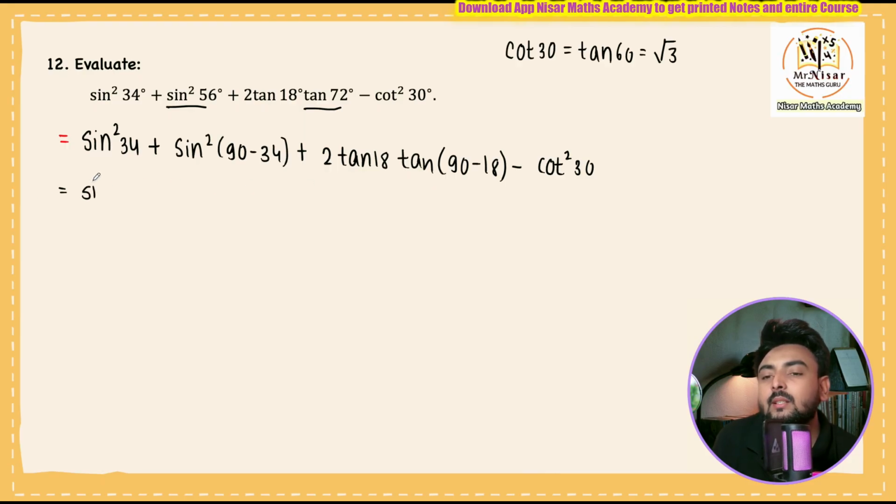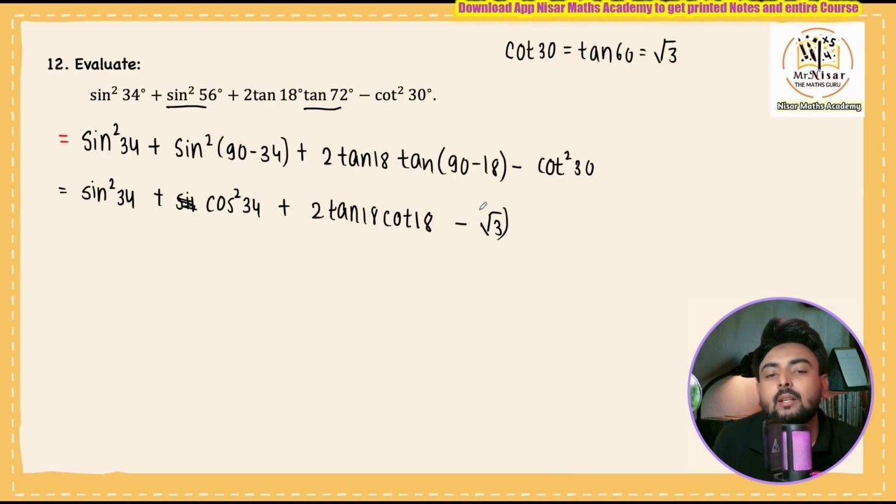Now here, this is sine square 34 plus sine square 90 minus theta, it's going to become cos theta. So I'll write here cos theta, the value of cos theta is 34, plus 2 into tan 18. Tan 90 minus theta, tan is complementary to cot, that will be cot 18, and here cot 30 value we have root 3, so I'll write it as root 3 square. Then sine square theta plus cos square theta is going to become 1, plus 2 tan 18.